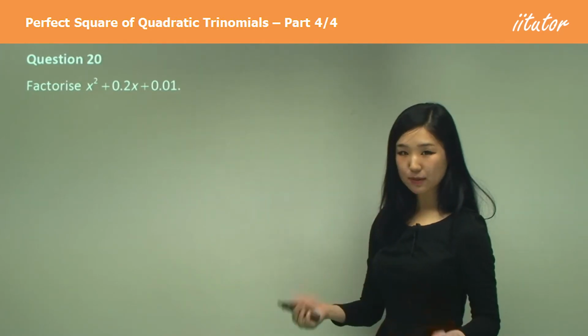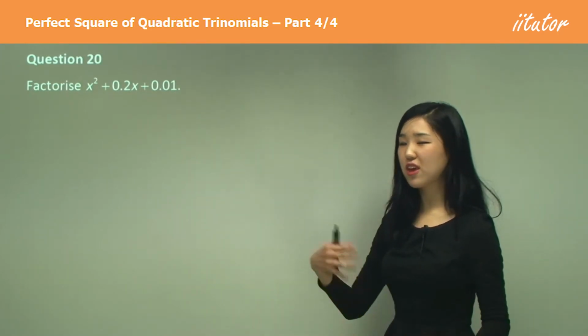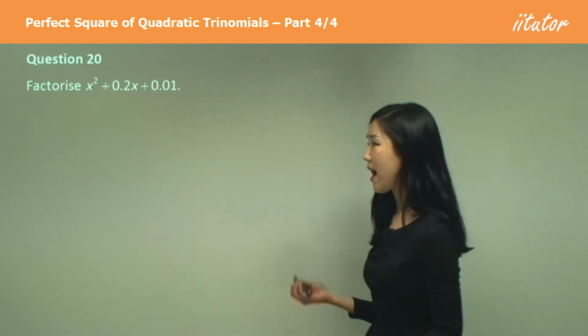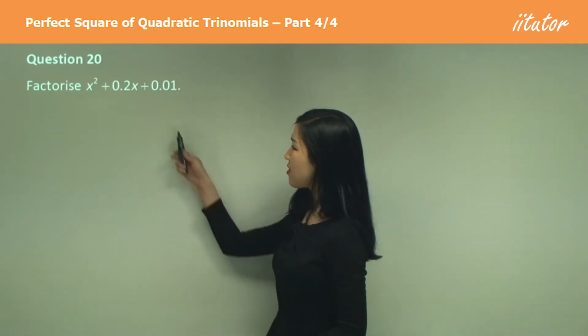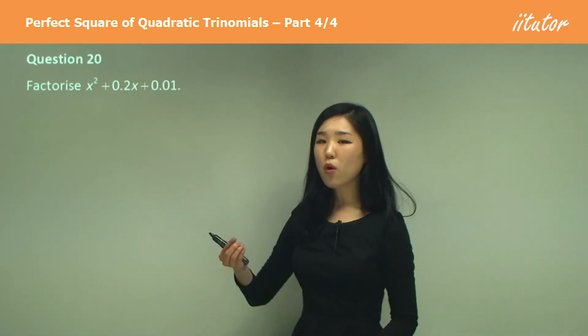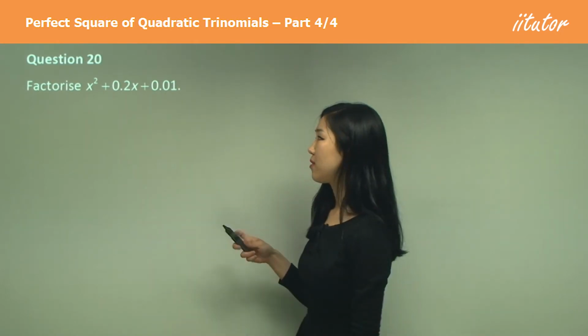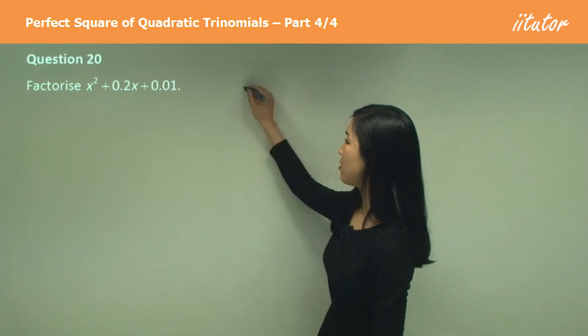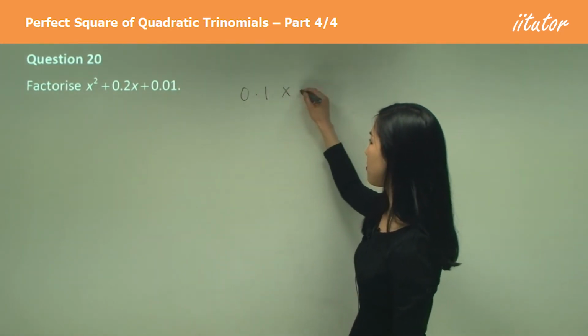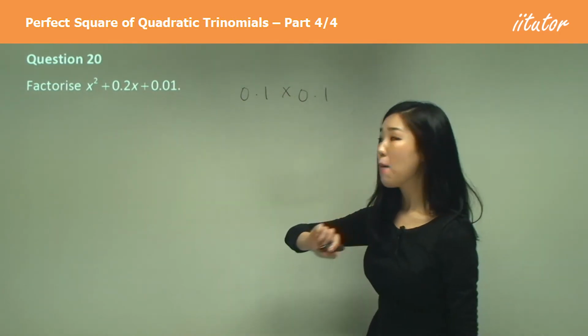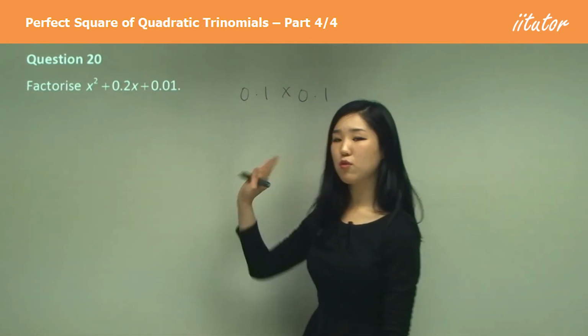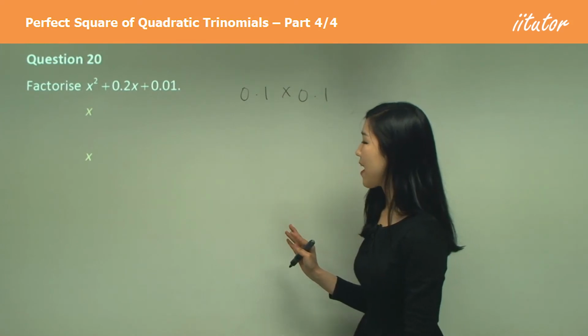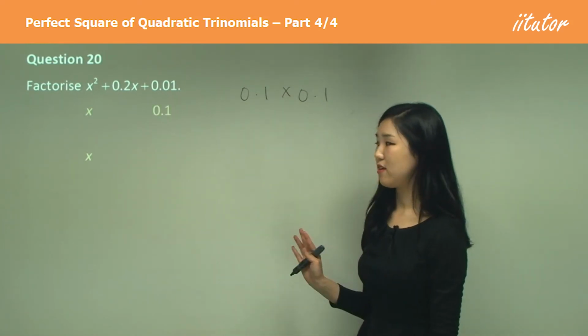This time we've got a decimal, but as we did for fractions, just keep it the same way. Just consider it as a decimal. So guys, we've got 0.01. What squared is that? Well, it's going to be 0.1 times 0.1, isn't it? But we've got a positive here, so we don't have to worry about any signs. So I'm going to put my x and x, and 0.1, 0.1.